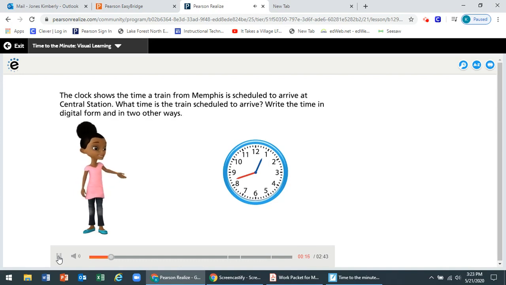The clock shows the time a train from Memphis is scheduled to arrive at Central Station. What time is the train scheduled to arrive? Write the time in digital form and in two other ways.